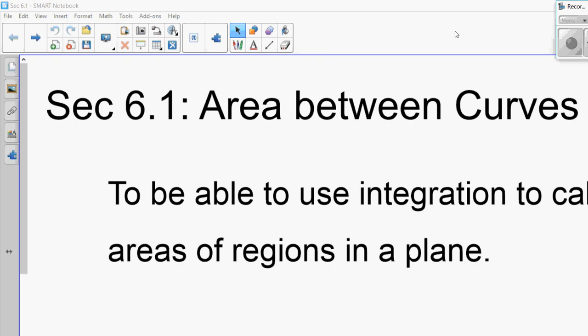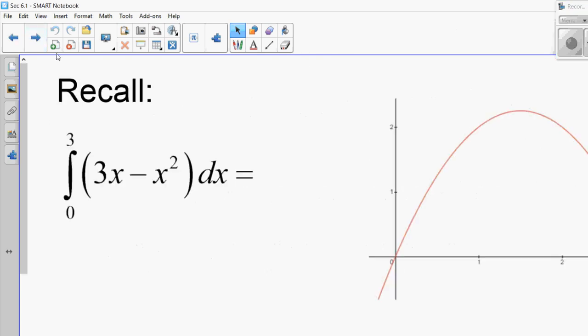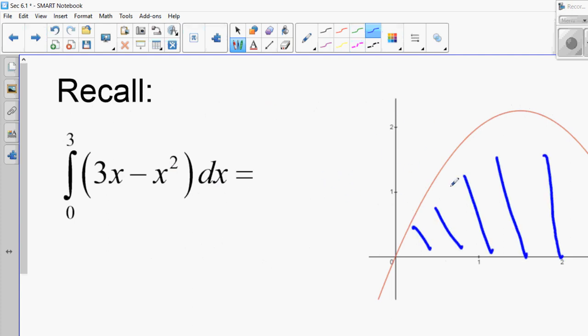In this video, we want to look at finding the area between two curves. And we're going to do this by using integration. Now, just to refresh our memory with our integration, if we have the integral from 0 to 3 of 3x minus x squared, what we are looking for is the area underneath the curve.